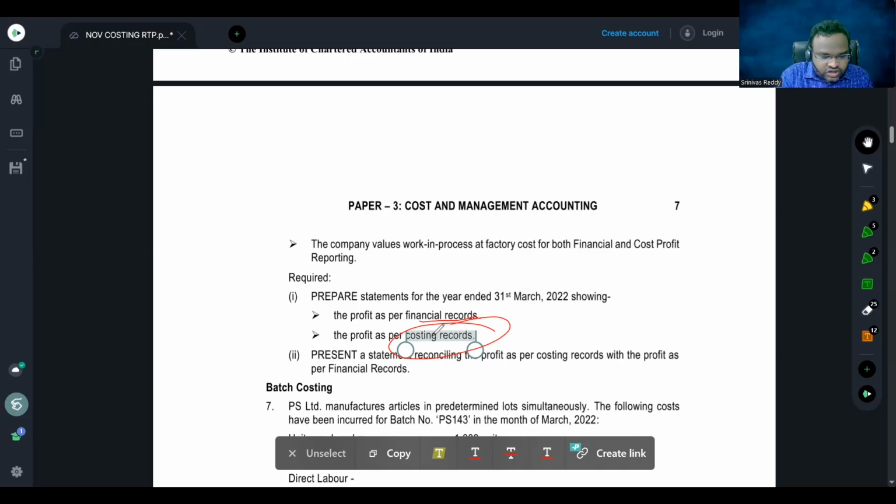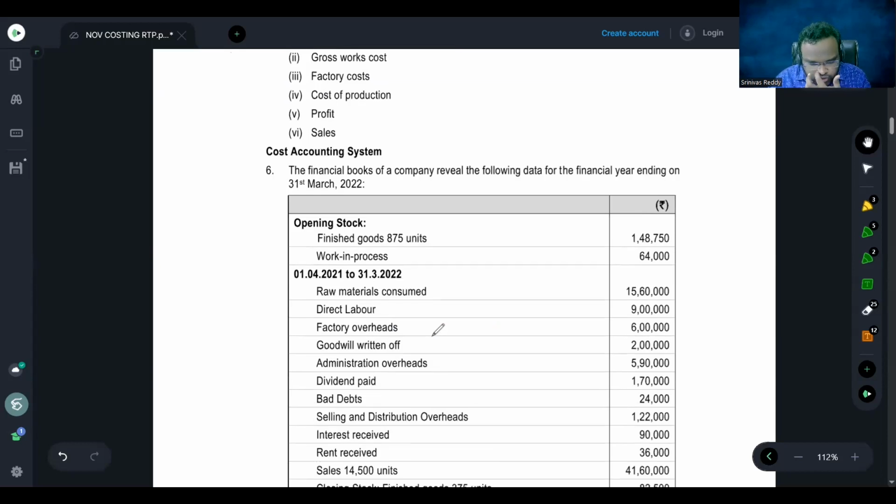Okay, so let us read the question. The financial books of a company reveal the following data for the financial year ending 31st March 2022. Opening stock is given. Opening stock 875 units. Finished goods 1,48,750. WIP 64,000. If it is financial accounts, we would have done like this: opening stock 1,48,750. WIP, how much amount? 64,000.